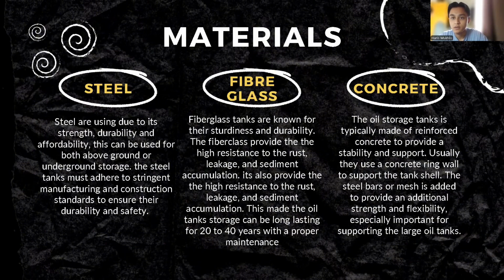The last one is concrete, and the concrete will be combined with steel. The oil storage tank foundation is typically made of reinforced concrete to provide stability and support. Usually, they use a concrete ring wall to support the tank shell. Steel bars or mesh is added to provide additional strength and flexibility, especially important for supporting large oil tanks.